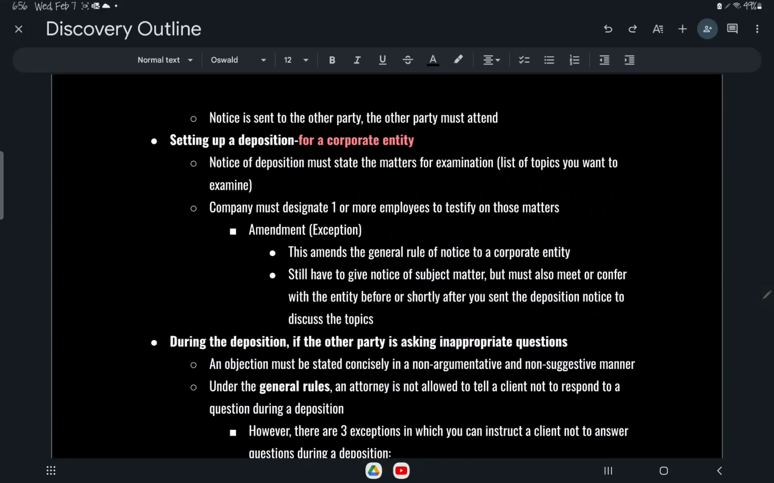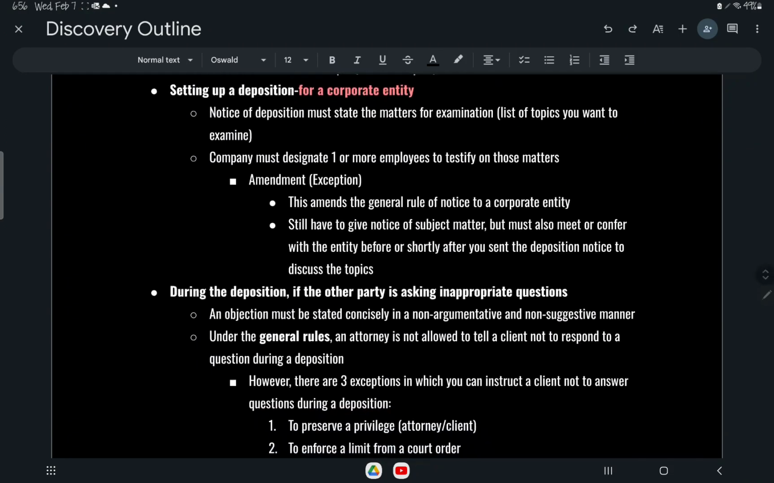Setting up a deposition for a corporate entity. The notice of deposition must state the matters for examination. List of topics you want to examine. Company must designate one or more employees to testify on those matters.